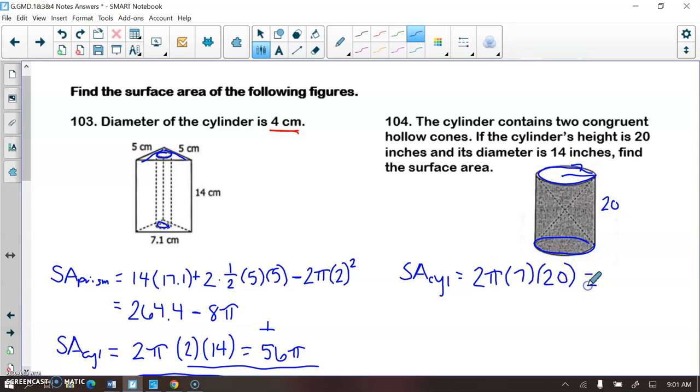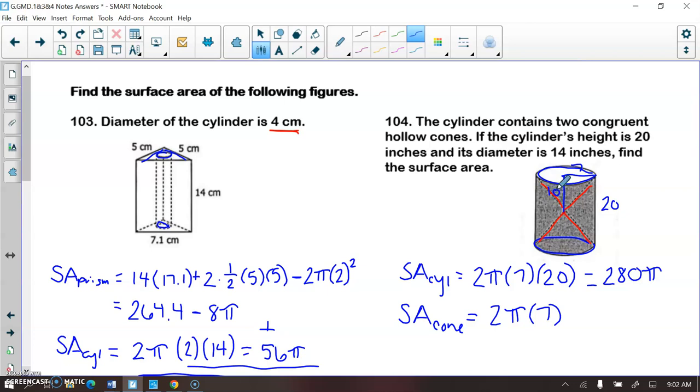So for the cylinder, I would get 280 pi. Now these cones are indented, so I can actually touch the lateral areas of these cones, and there's 2 of them. So to find the surface area of the cones, I'm just going to do the lateral area, and I'm going to multiply by 2. So that's 2 pi times your radius times the slant height, which we would need to find. So I'm going to use that 7, and then halfway down would be 10.